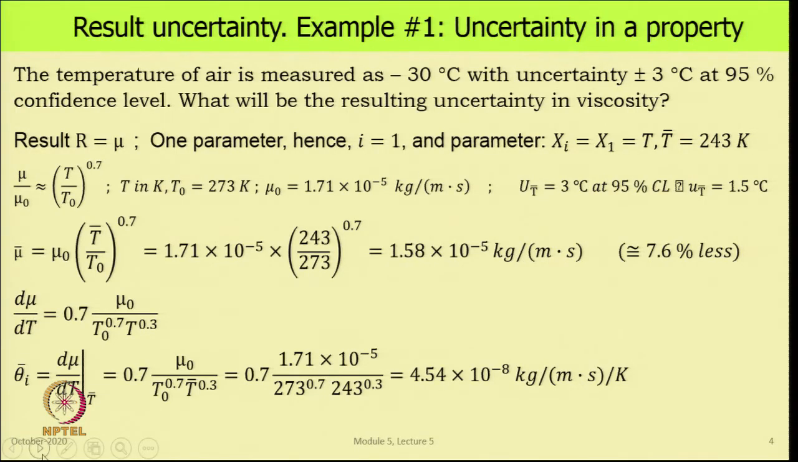So, the statement of the problem is like this: the temperature of air is measured at minus 30 degrees Celsius with uncertainty of plus minus 3 degrees Celsius at 95% confidence level. What will be the resulting uncertainty in viscosity?